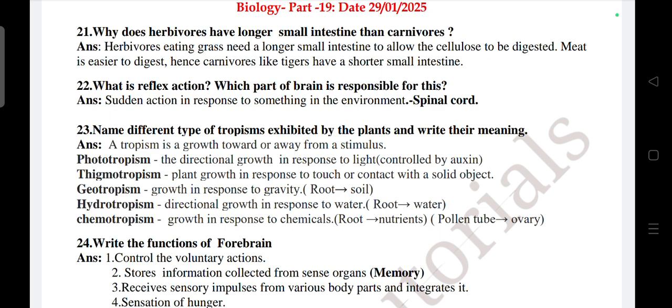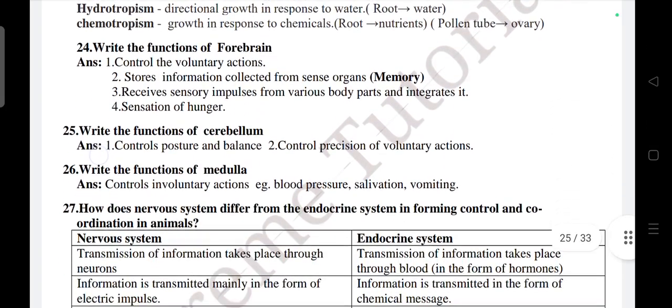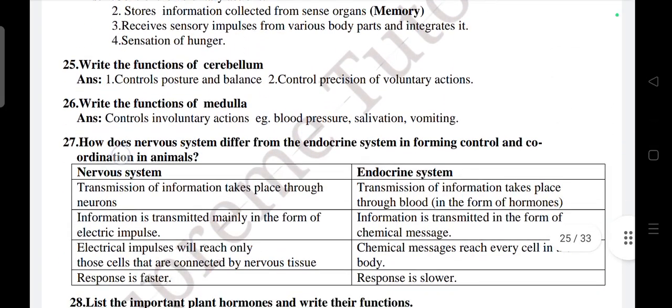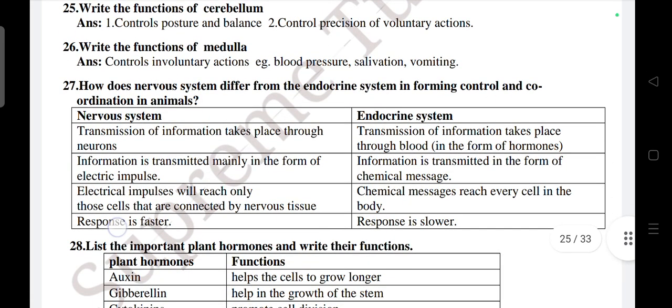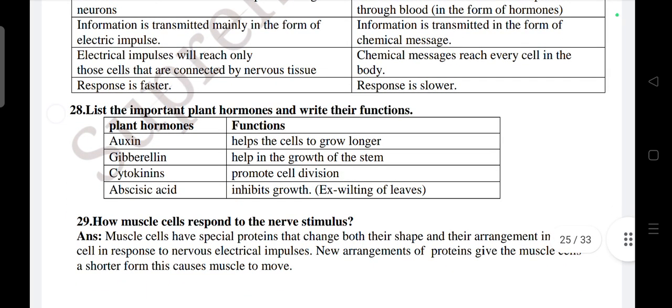Name the different types of tropisms exhibited by plants and write their meanings. Write the functions of forebrain. Write the functions of cerebellum. Write the functions of medulla. How does the nervous system differ from the endocrine system? Then list the important plant hormones and write their functions.